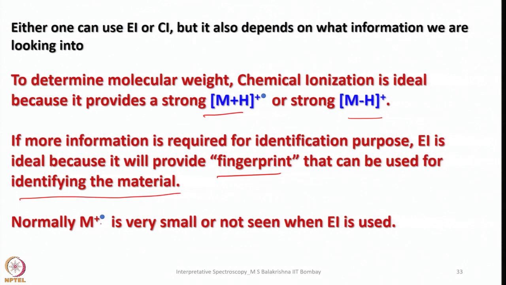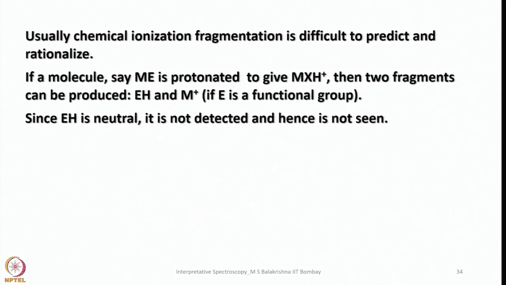Normally, when you are using electron impact, the M plus dot peak is very small, or sometimes it may not be seen at all. Usually, chemical ionization fragmentation is difficult to predict and rationalize. If a molecule, say ME, is protonated to give MEH plus, then two fragments can be anticipated, EH and M plus, if E is a functional group. Since EH is a neutral species, it is not detected and hence not seen. That means any neutral species that is formed is not seen in the spectrum.